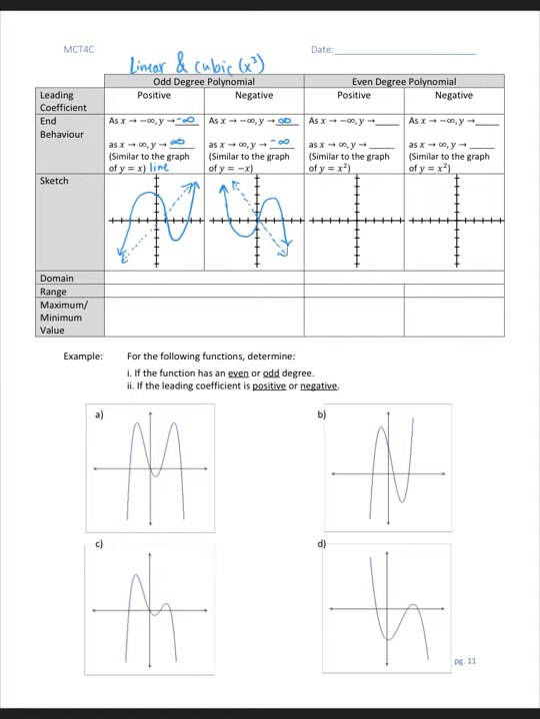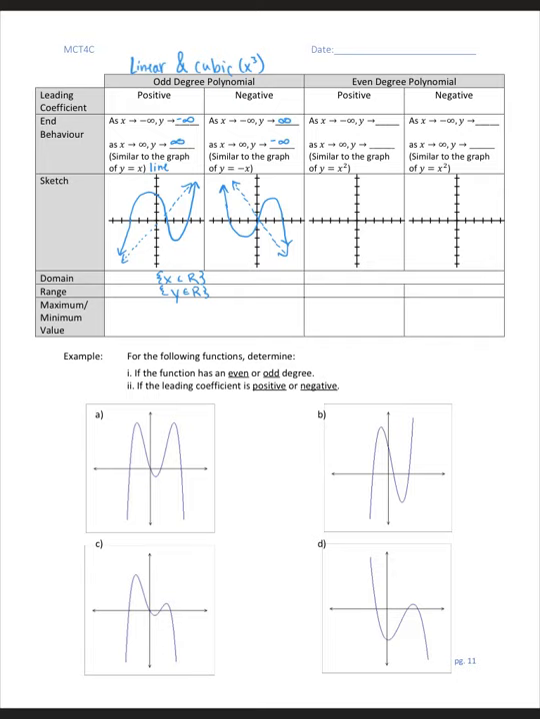If we look at the domain of this, because our end behaviors are going in opposite directions, we can see that we'll eventually hit all of our x values. The same is true for our y values in this case, because on one end of the graph it's going down, down, down, and on the other end it's going up. So our y is going to be all real values.